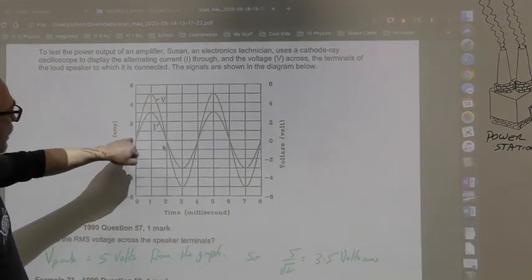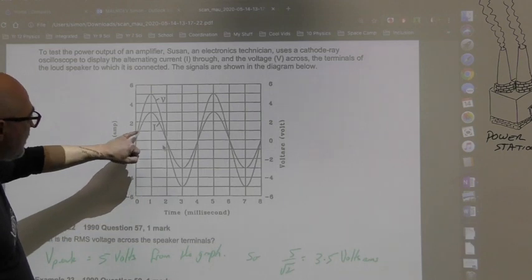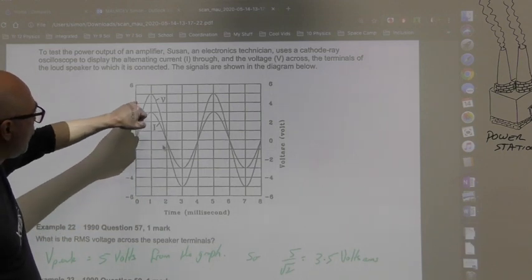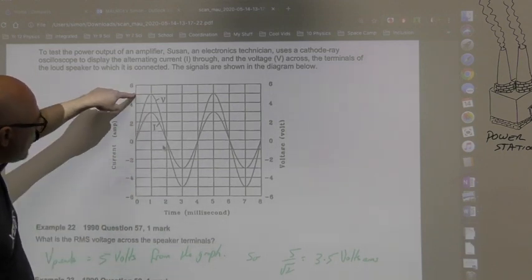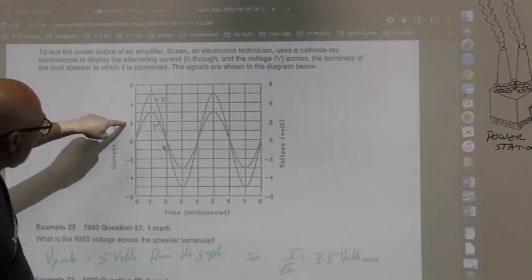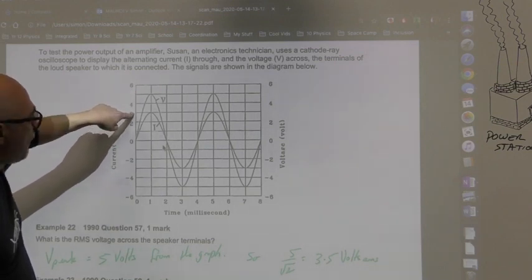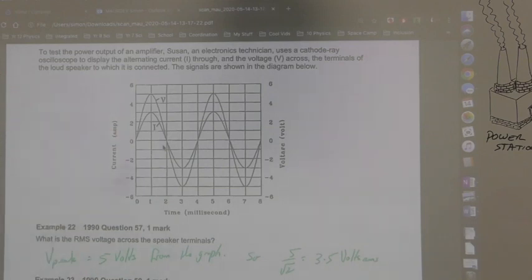Take notice of the graph, it goes up, it's really going up in ones. 1 volt, 2 volts, 3 volts, 4 volts, 5 volts. So there's a 5 volt peak supply, and a 3 amp current supplied. Okay? The question: what is the RMS voltage across the speaker terminals?